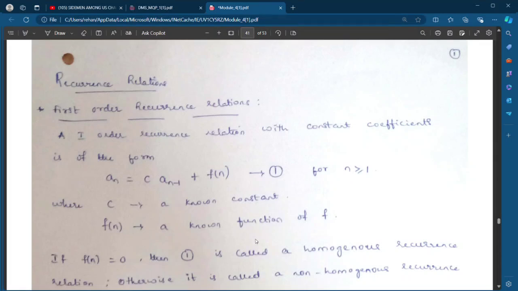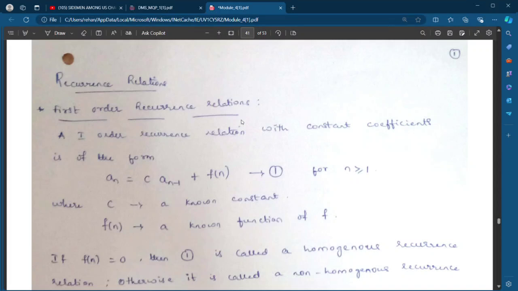Okay, so in the previous lecture we were left at this topic. Let us go on with the recurrence relation under the fourth module. Actually, the recurrence relation is the same as it was in the second module. The only difference is we are using a different formula. Now this is the first order recurrence relation.